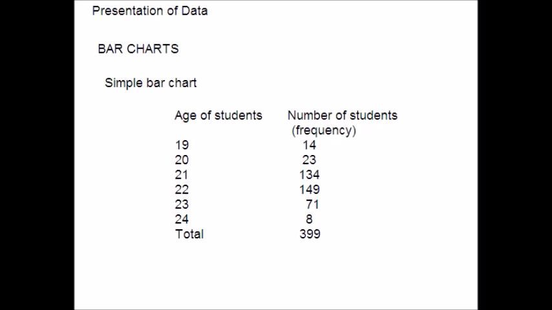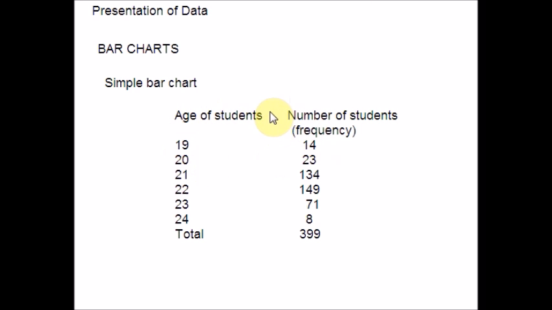And now let's see what is a simple bar chart. The simple bar chart is used for the case of only one variable. In the table I have shown, the variable is age. You can look at this example: age of the students in one column and number of students, the frequency of the students, in another column. Finally, I have also found the total. This is just an example for the simple bar chart. Please remember that a simple bar chart is only for one variable.